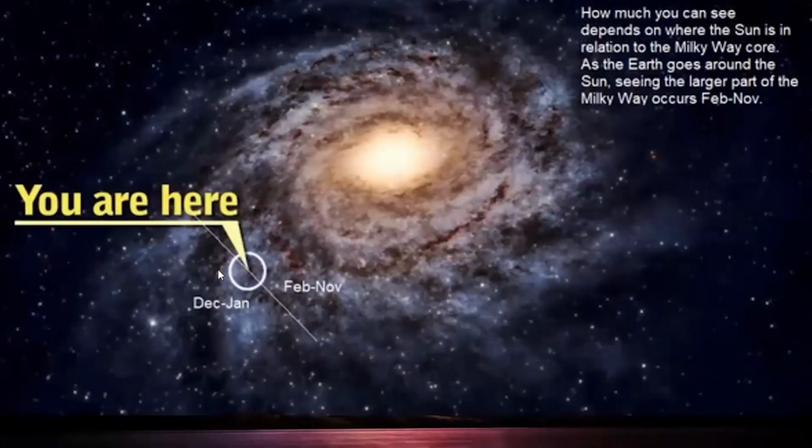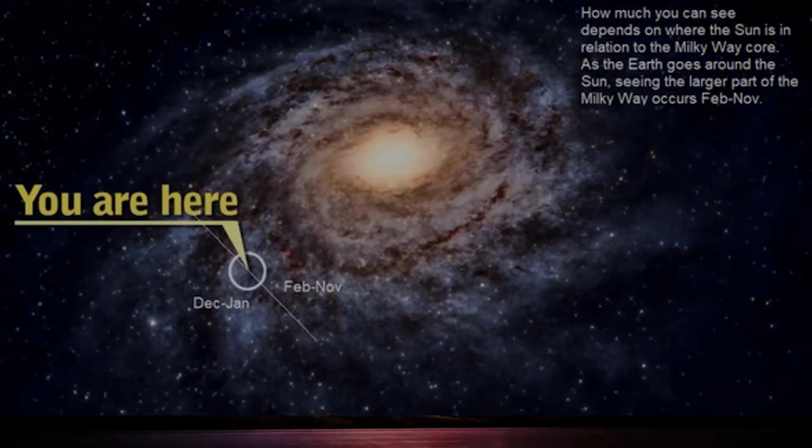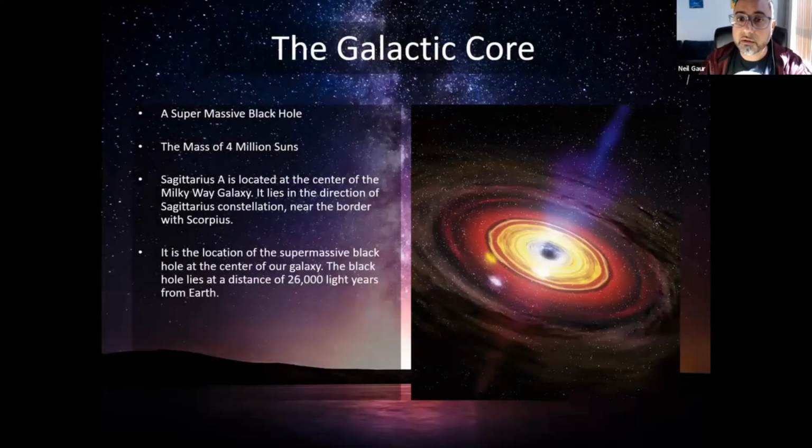And here is another one right here. And another image of our positioning. So how much you can see depends on where the sun is in relation to the Milky Way core. So as the Earth goes around the sun, seeing the larger part of the Milky Way occurs around February to November. What we see in our cosmos is directly connected to our positioning in relation to the galactic core. But what is the galactic core?